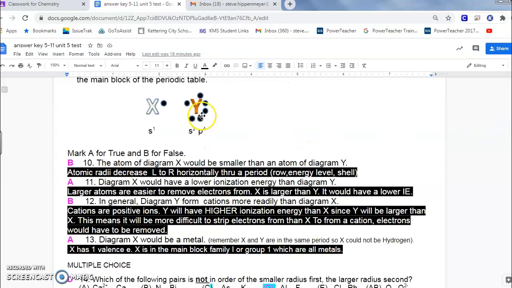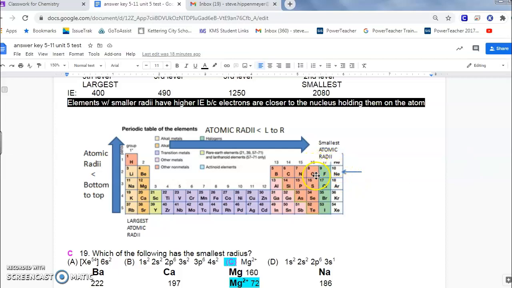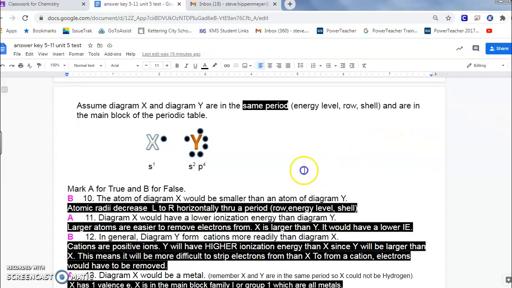We look at our next one. Here is diagram Y. There's 1, 2, 3, 4, 5, 6 electrons on it. So it's group 16. It's in the main block. That would be Roman 6. Who's group 16, Roman 6? That could be oxygen, sulfur, selenium, tellurium, one of those. How do I know that? Because there's 6 dots. The only main block family that has 6 dots is the oxygen family. There's 2 in the S side, 4 in the P side. And we know that they're in the same period. So Y is to the right of the X.